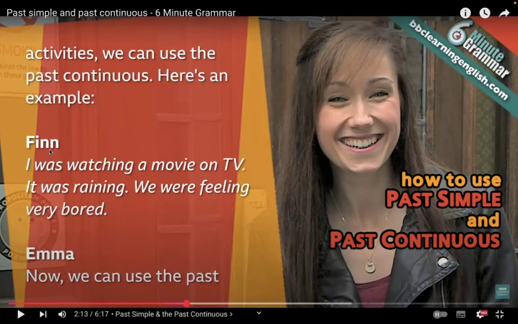Okay, let's have a look at those sentences. As he said, they are past activities and we can use past continuous. I was watching a movie on TV. It was raining. We were feeling very bored. And sometimes it gives you like a background or like a story, you know. So you show more grammar when you describe. It's like describing what's happening or what was happening in those moments. Okay. We were feeling very bored.